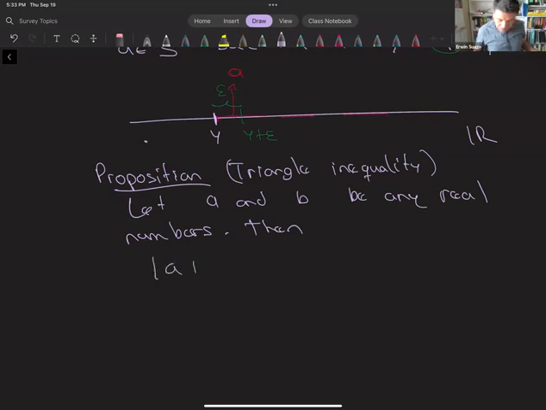Then the absolute value of a plus b is less or equal to the absolute value of a plus the absolute value of b. And this is called the triangle inequality. Okay?